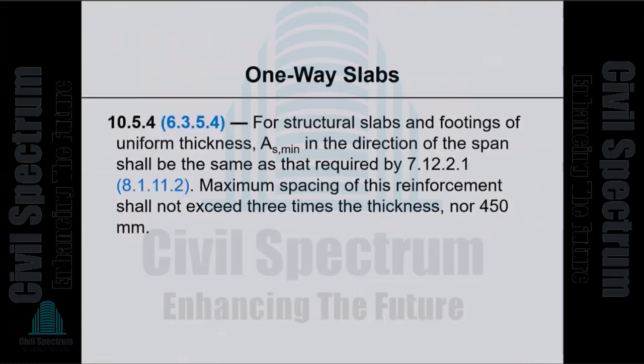I do not know that I need to point anything else out. Yeah, the final thing is this. For structural slabs and footings of uniform thickness, the minimum reinforcement in the direction of span shall be the same as the shrinkage reinforcement. You cannot go below 0.18%. Maximum spacing of this reinforcement shall not exceed 3 times the thickness, nor 450 millimeters.